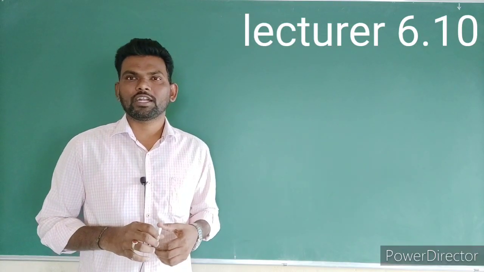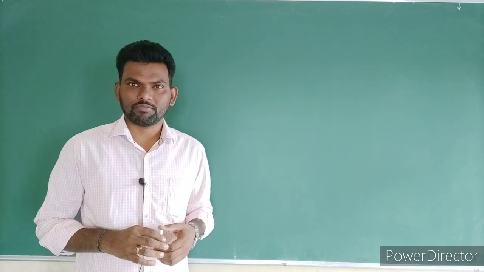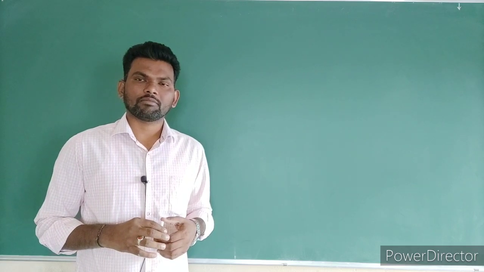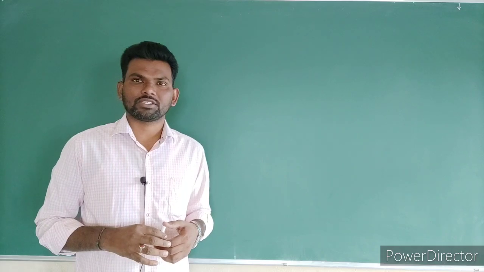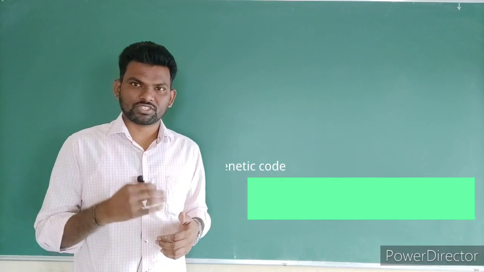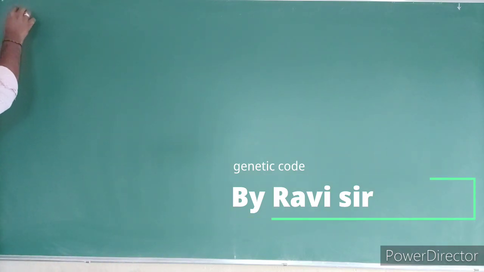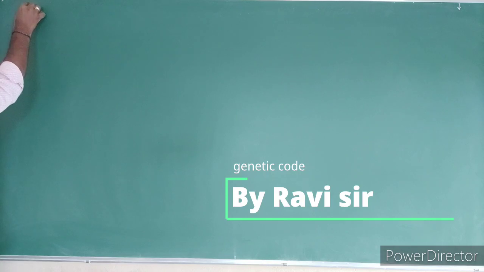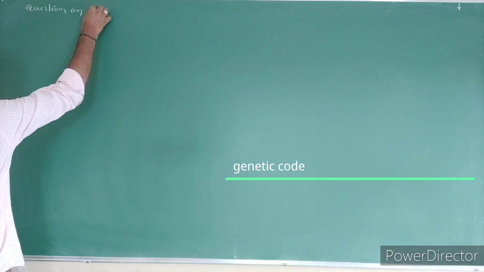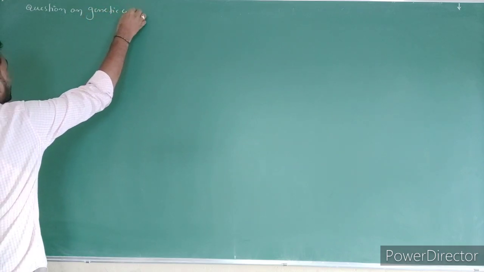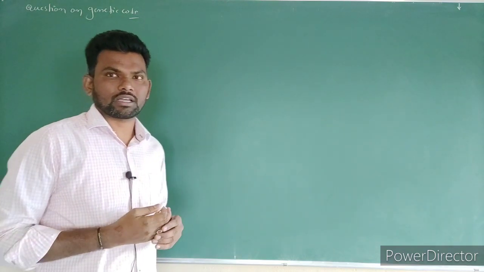In the last class you already learned about the genetic code and its main characteristic features. So today's class is about questions on the genetic code, how they are going to ask questions on the genetic code and the 64 codons in the NEET exam and CET. So today's topic is how to solve the questions on the genetic code.